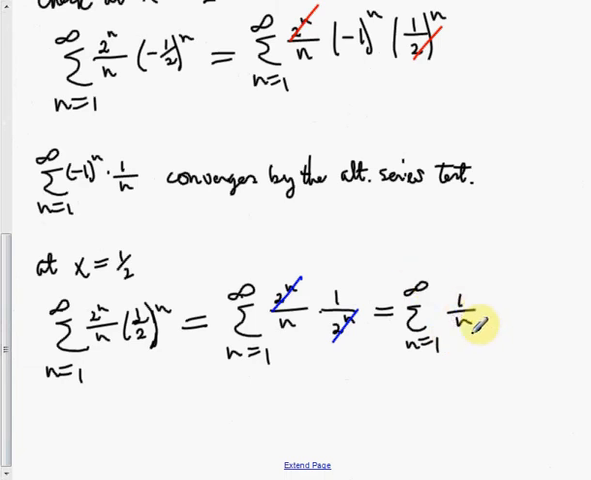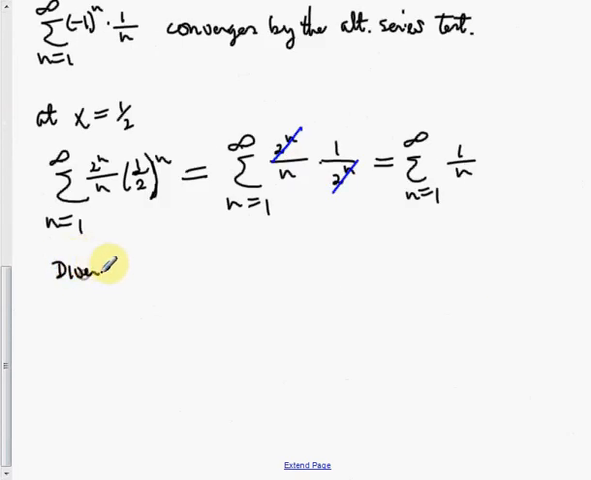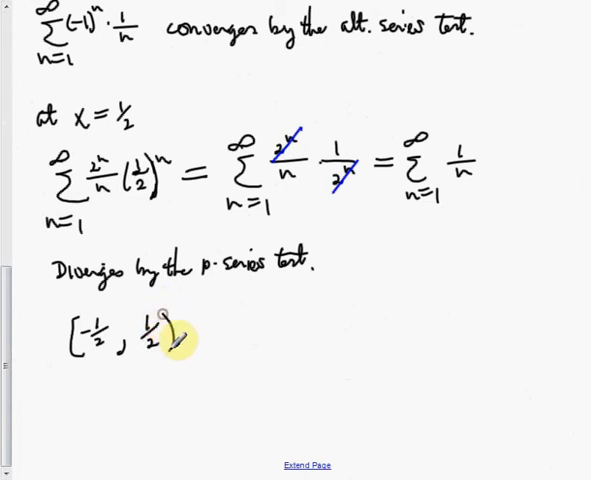Is this convergent or divergent? It diverges, right? By the p series. See how, in one sense, with that negative 1 to the n, it converges. You get rid of that negative 1 to the n, it diverges. So that's why we say conclusively that it converges conditionally. But here, this diverges by the p series test. So we were good at negative 1/2, but we're not so good at x equal to 1/2. So here we have a closed bracket at negative 1/2, comma, and then the positive 1/2 is open there.